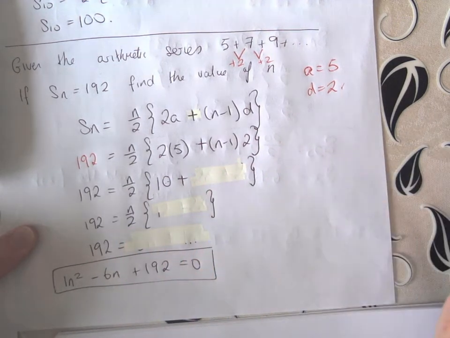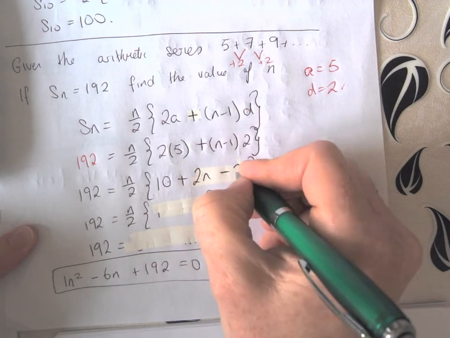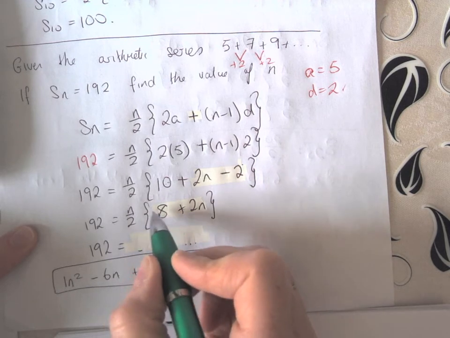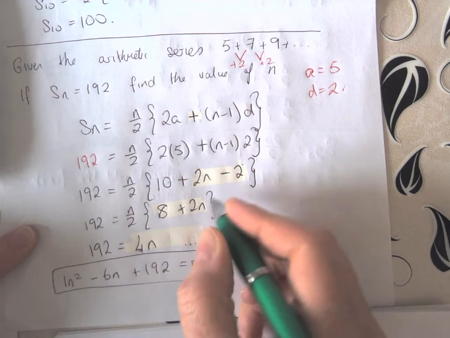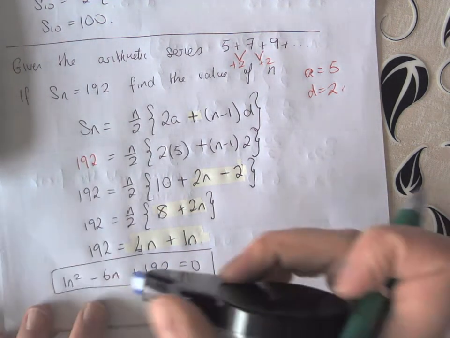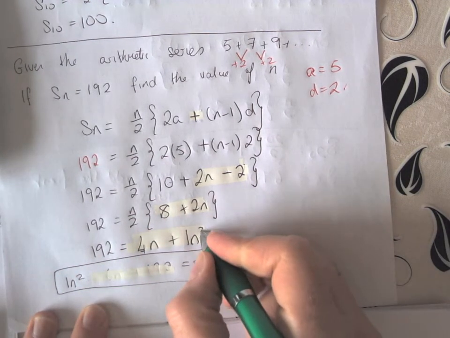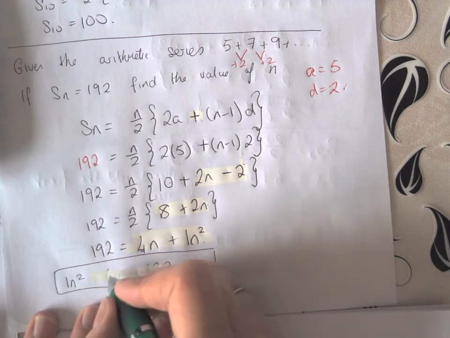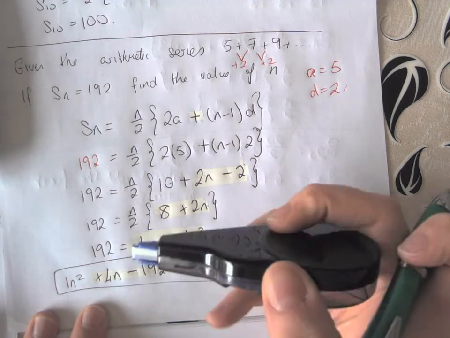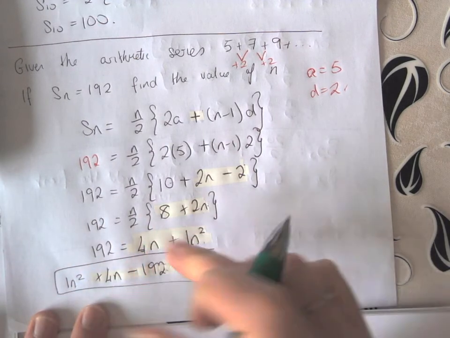Okay, so 2 by n is 2n, and then 2 by minus 1 is minus 2. And then 10 minus 2 is 8. Plus 2n, and then a half multiplied by 8 is 4, and a half multiplied by 2 is 1. Okay, so just the signs are going to be slightly different here. So 1n, sorry, that's 1n squared because there's n and n. So then 1n squared plus 4n minus 192 equals 0. So this and this stay at this side, and this comes over and becomes a minus.